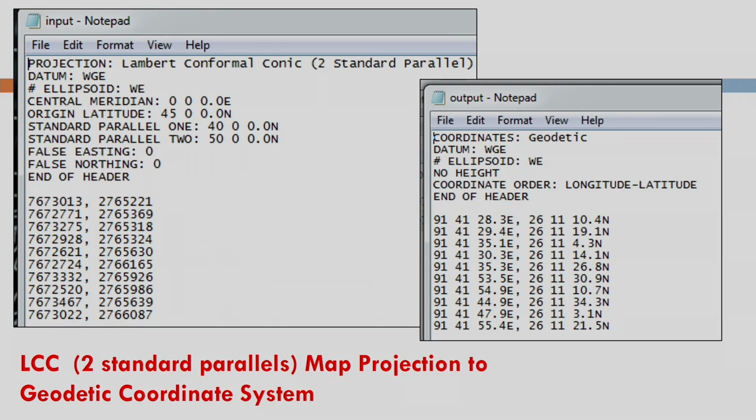And this is back. That means from LCC with standard parallels, the map projection, to the geodetic coordinate system. So these are again the input information I am providing, and I am getting this. So you see here there is no height, and that has been indicated here, no height.